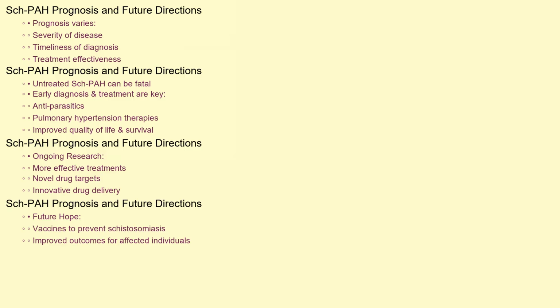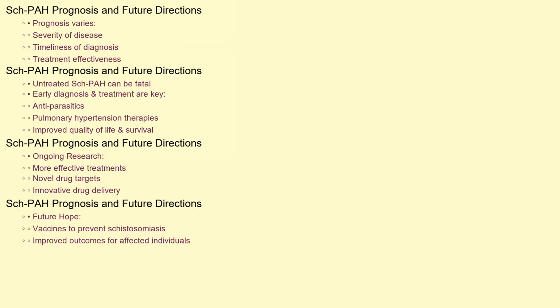The prognosis for SHPH varies depending on the severity of the disease, the timeliness of diagnosis, and the effectiveness of treatment. Without treatment, the condition can be fatal. Early diagnosis and treatment with anti-parasitic medications and pulmonary hypertension-specific therapies can improve the quality of life and extend survival.